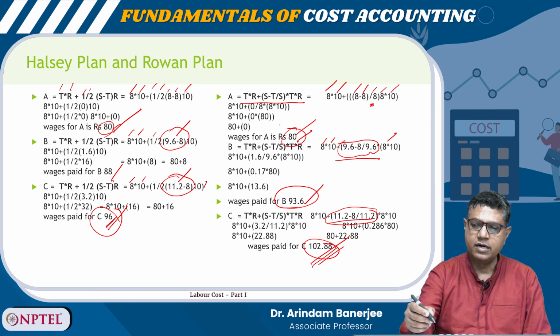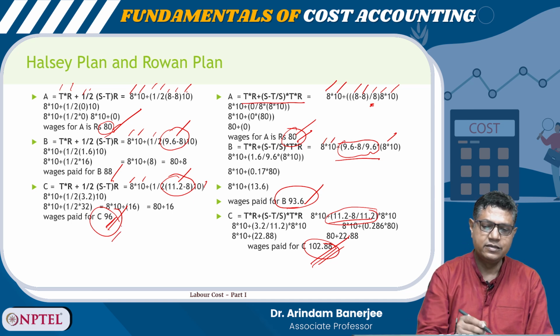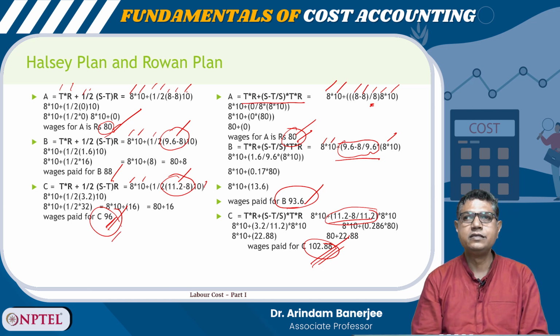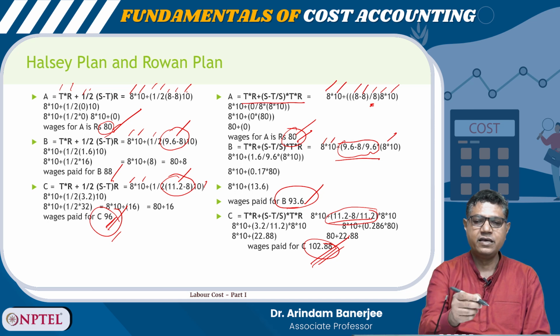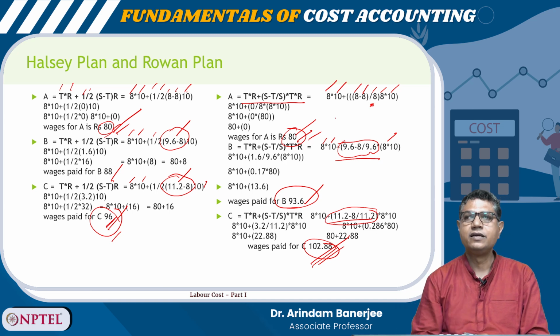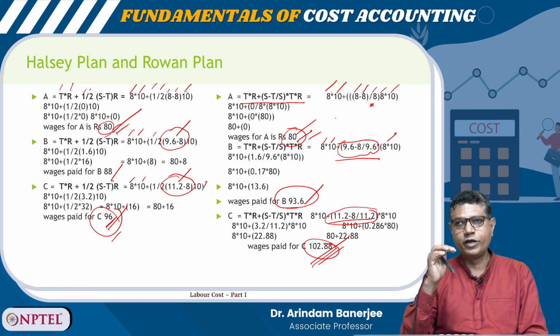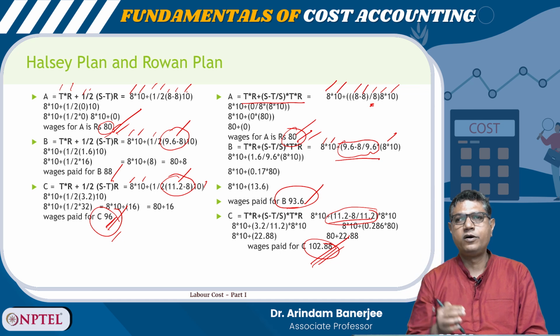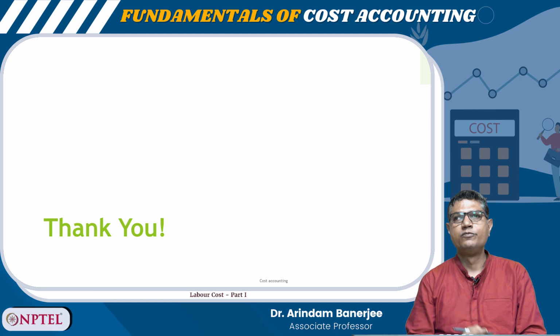Now, you see under the Rowan plan, C is getting more than what he is getting under the Halsey plan. So, he is better incentivized under the Rowan plan, but at the same time for non-performance, A is not getting penalized. A is getting 80, here also it is 80. So, the lower side is protected, but if the worker performs better, right, then his incentive moves up.